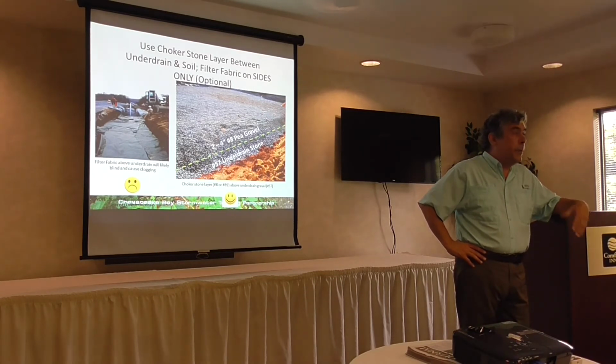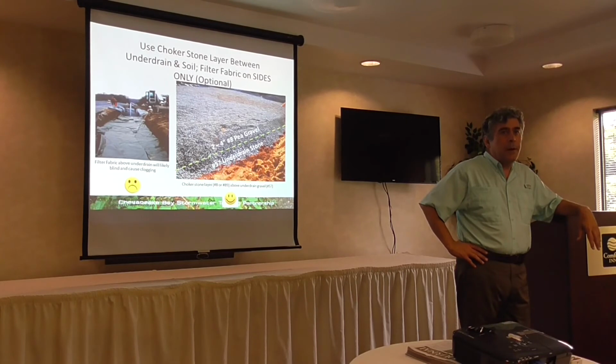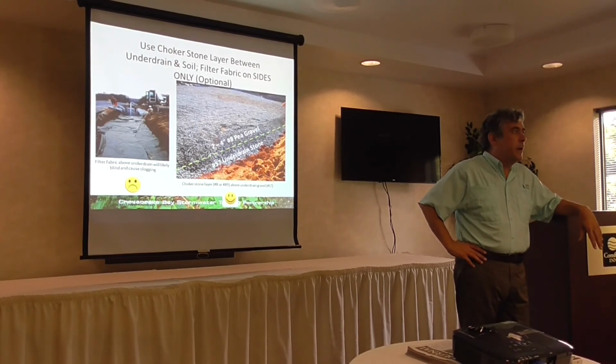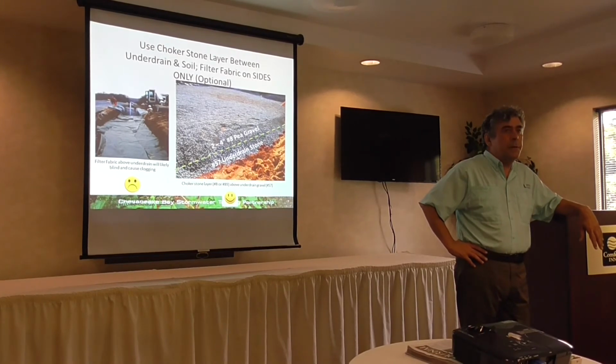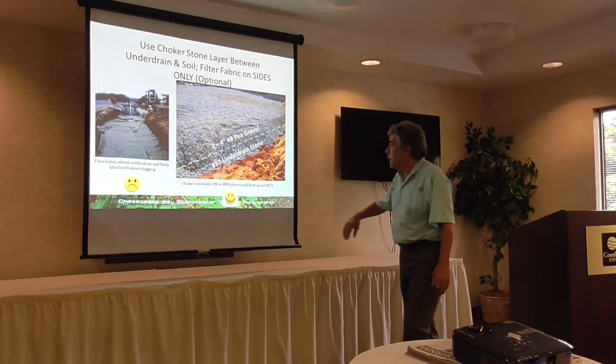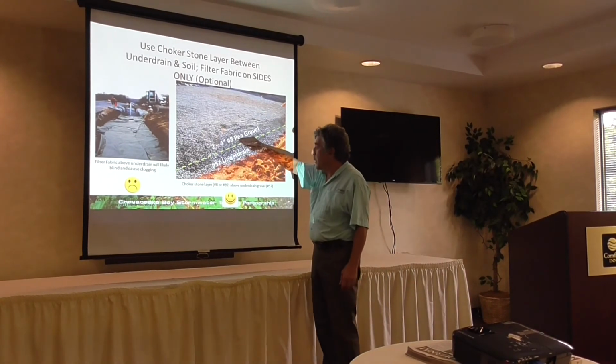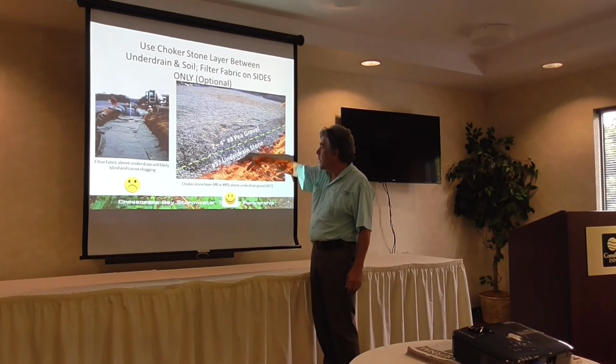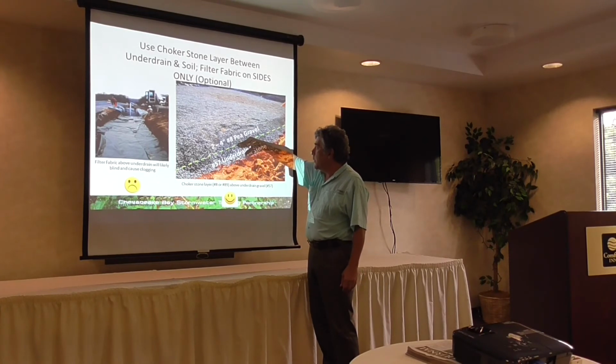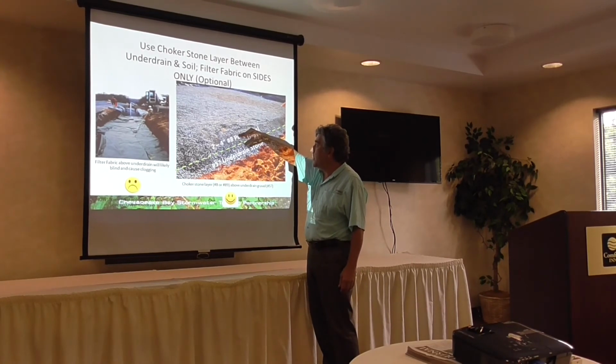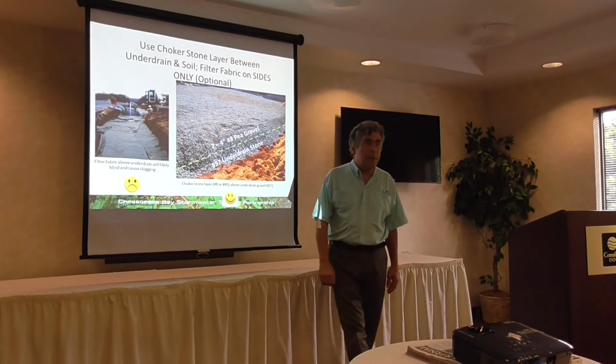But experience has shown that filter fabric is probably the number one cause of failure of bioretention areas in the Chesapeake Bay waters. And so here's another way to make the choker layer: the underdrain stone, and then pea gravel on top of it, and then the media.